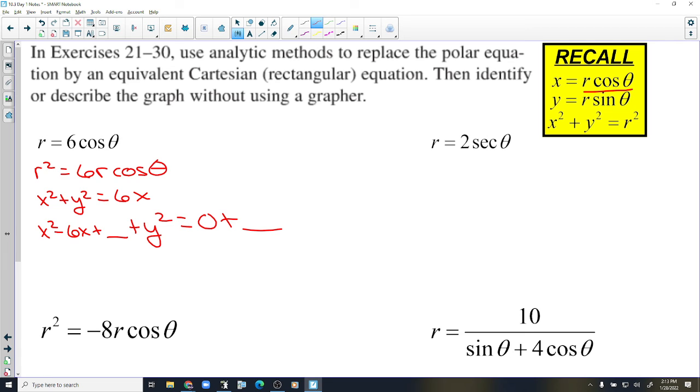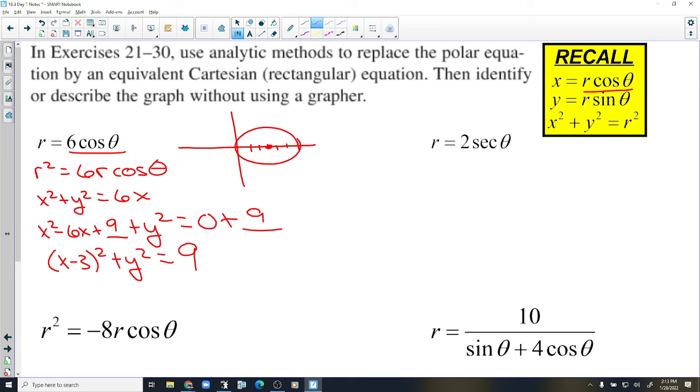6 divided by 2 is 3. 3 squared is 9. So x minus 3 squared plus y squared is equal to, we've got to add 9 over here, is equal to 9, and there we have that circle. But we knew that was going to be a circle, and we're going to push it off to the right. 1, 2, 3, 4, 5, 6. So there's the circle right there. There's the center. Cosine's x, pushing that thing off to the right, along x.